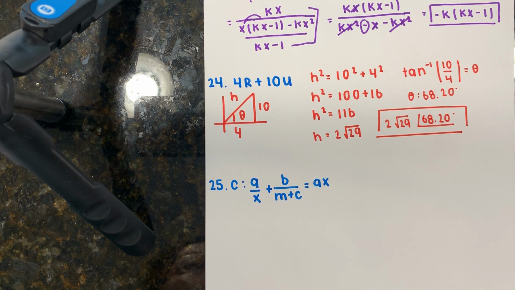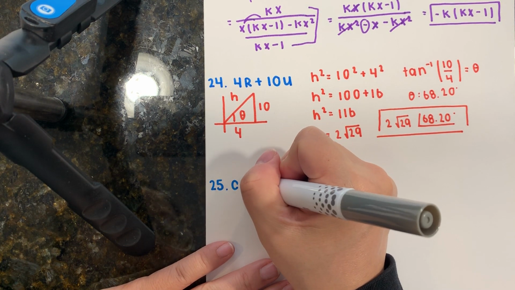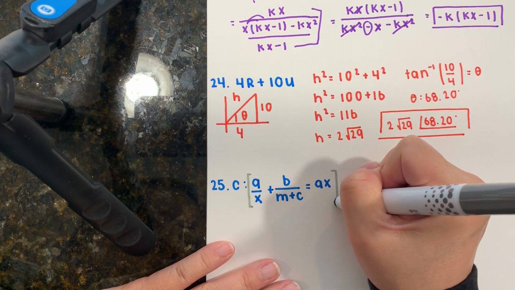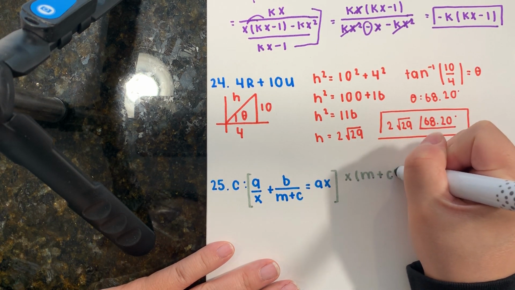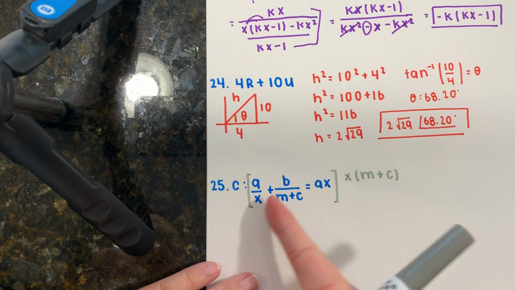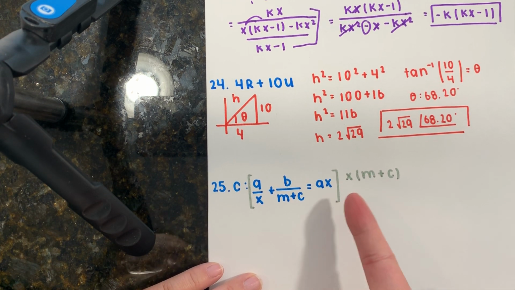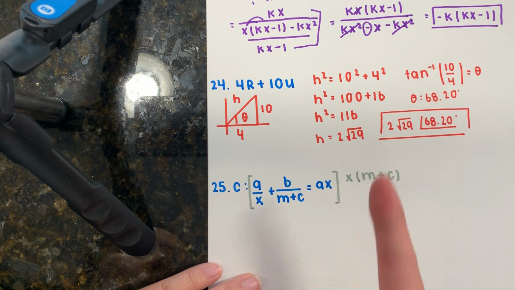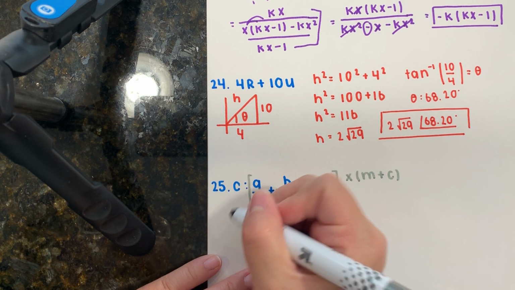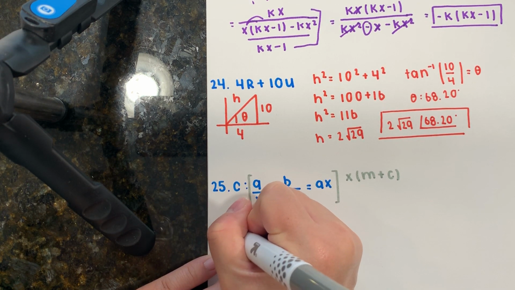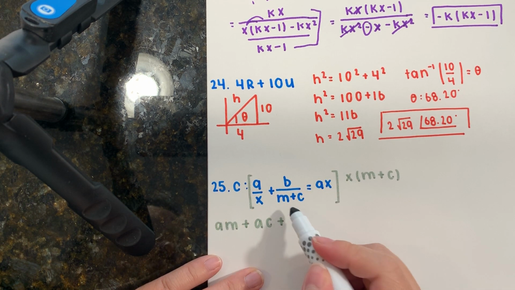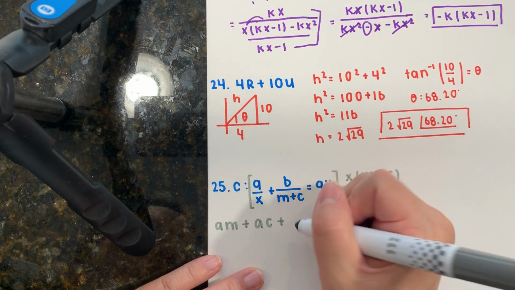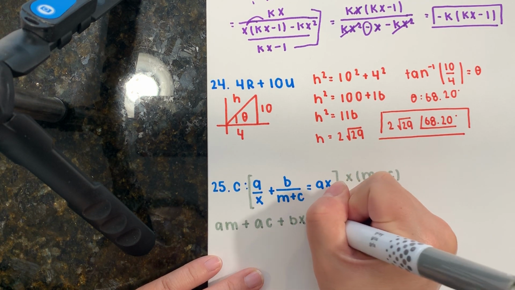Now for number 25, the first thing that I'm going to do is I'm actually going to eliminate the denominator by multiplying this entire thing by the common denominator, which would be x times m plus c. So what you should recognize is that when I multiply the first fraction by x times m plus c, I'm really just multiplying the numerator a by m plus c. So I'm going to distribute that. That would turn into am plus ac. My second fraction, the m plus c would cancel, so that would just turn into bx.